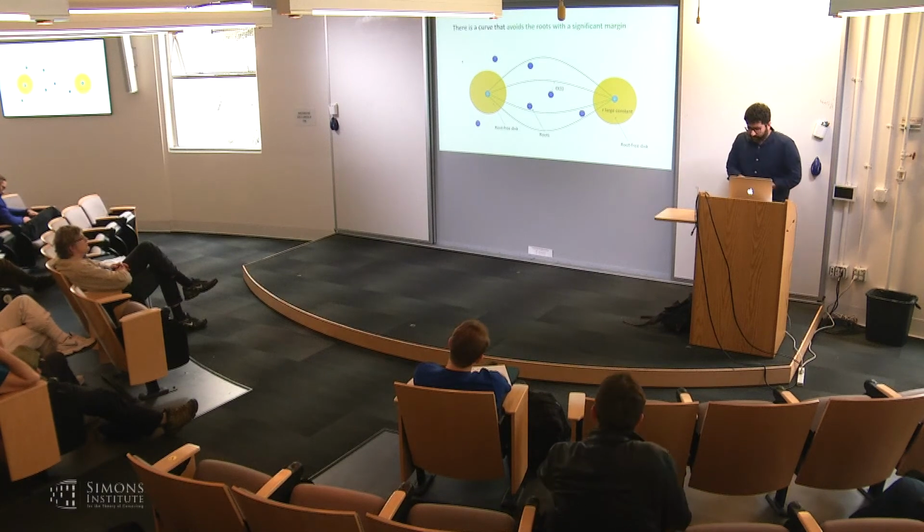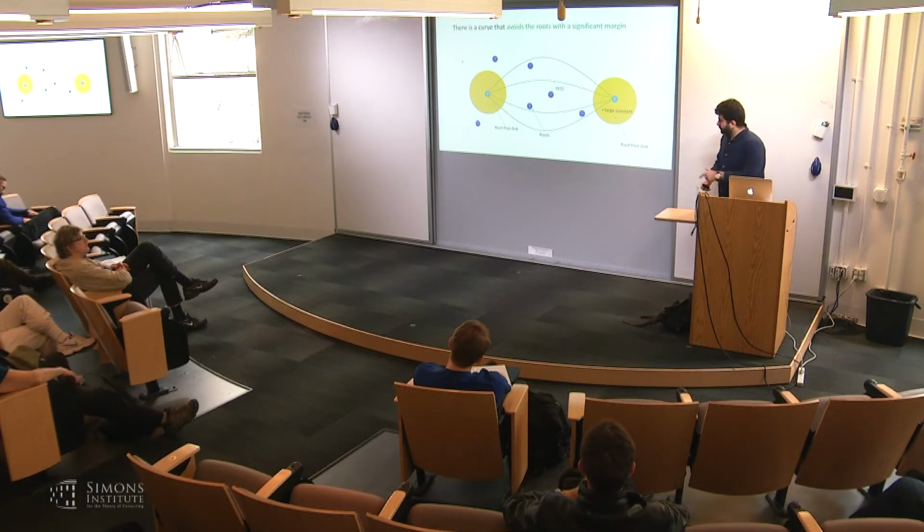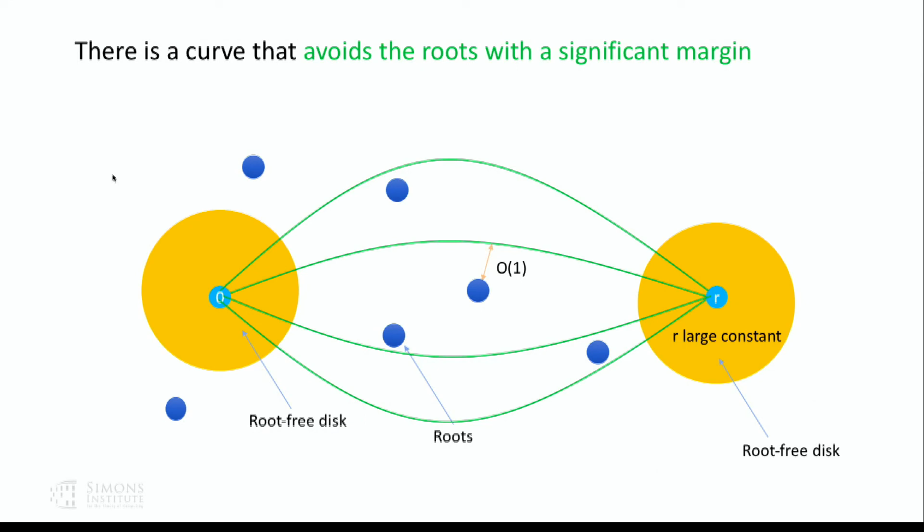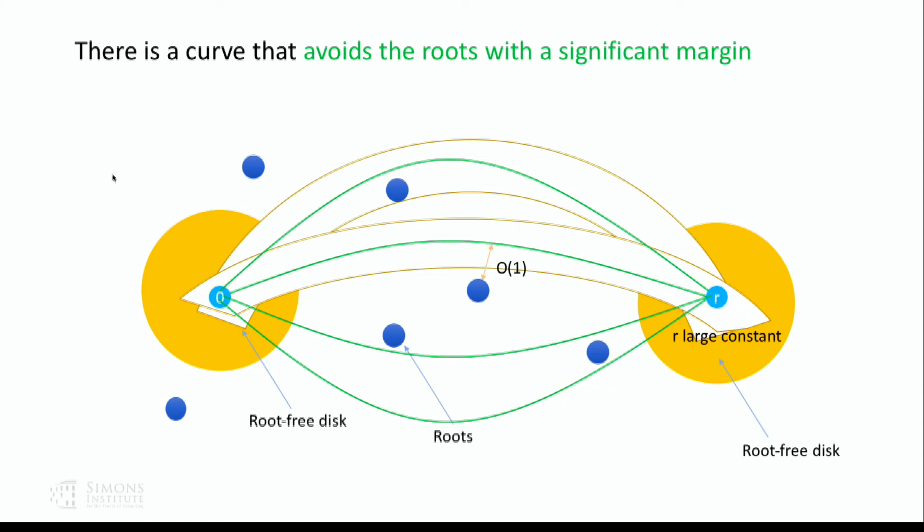Okay, so now the second task is to convert this observation into an algorithm. So how do we do this? With high probability, we know that, let's say this is 0 and this is a large constant, there are constantly many roots on the way. And we consider a lot of curves that connect point 0 to point r. And we consider a fattening around each of these curves.